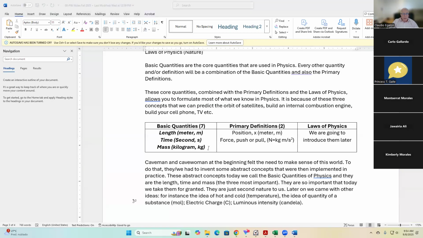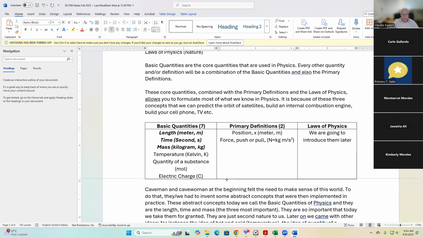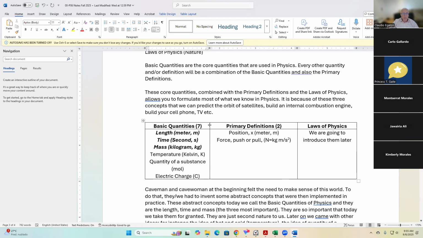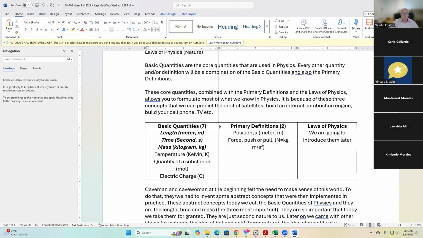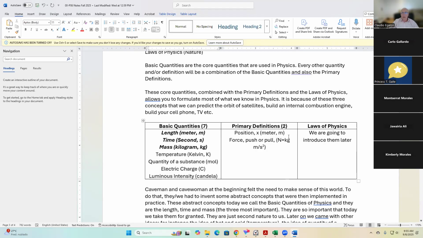And then I'm going to add them here. Those are the other, let's see, 1, 2, 3, 4, 4 more basic quantities that we're not going to explore right now. We're going to explore later on in the course. We start with those 3 most important ones. Here, 1, 2, 3, 4, 5, 6, 7. 7 basic quantities.